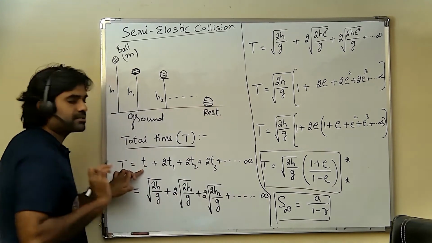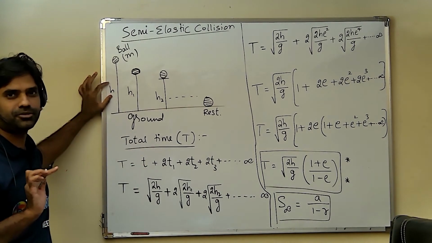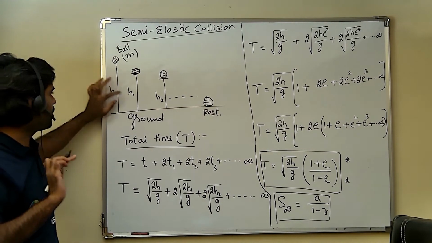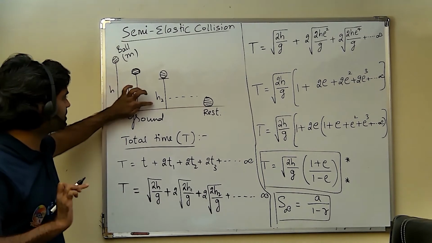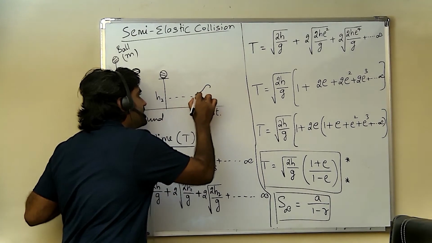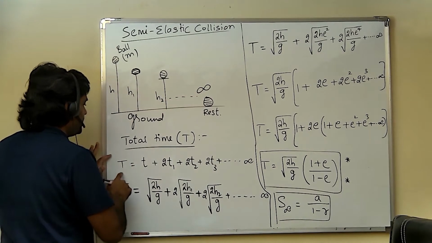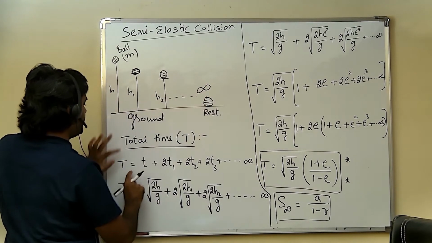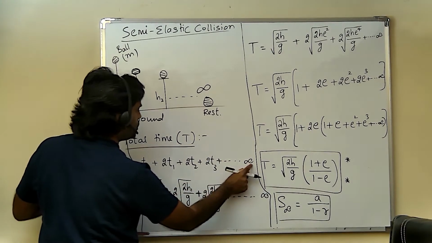Here only t, because before first collision the ball is covering only h. But between first collision and second collision the ball is going up and coming down, meaning it is covering 2h1 distance. Similarly before third collision 2h2 distance and so on up to infinity, because here the number of collisions cannot be counted. That's why we are taking infinity. Then, by keeping this journey in mind, we can write the total time as t plus 2t1 plus 2t2 plus 2t3 up to infinity.